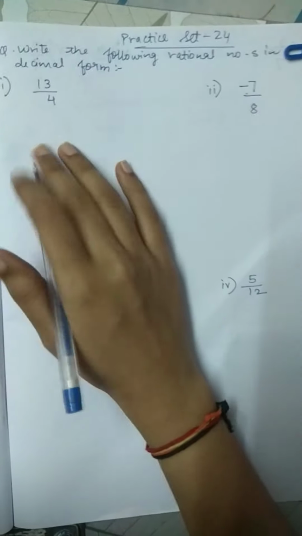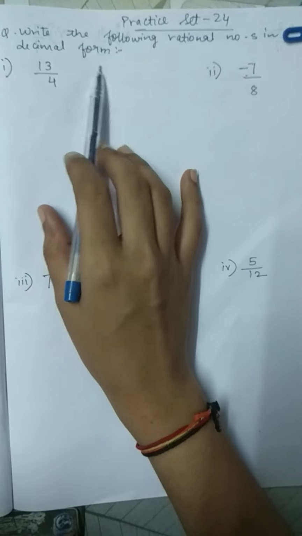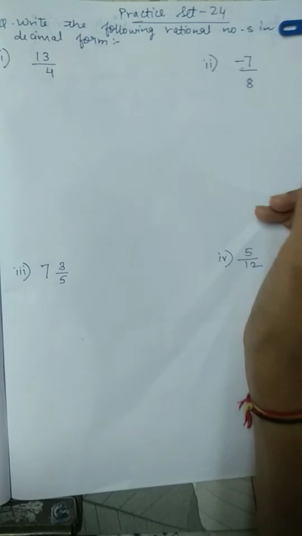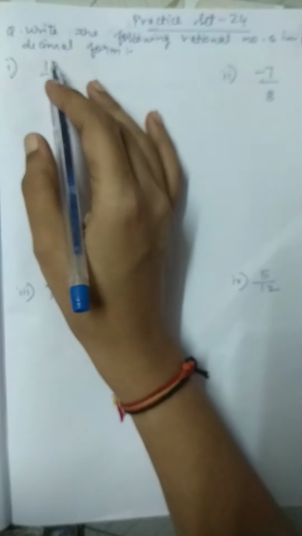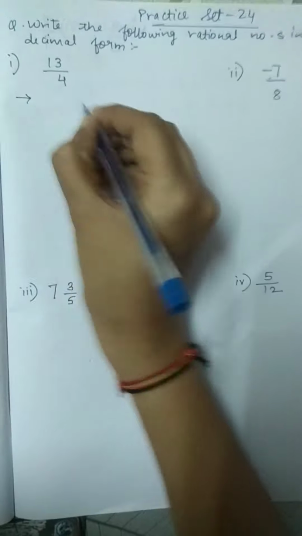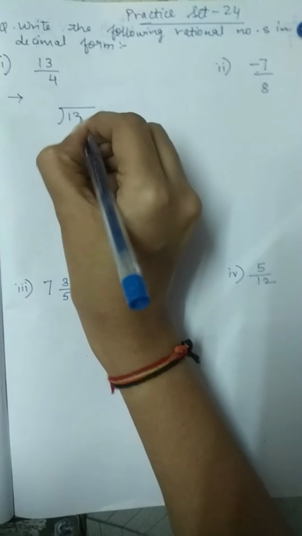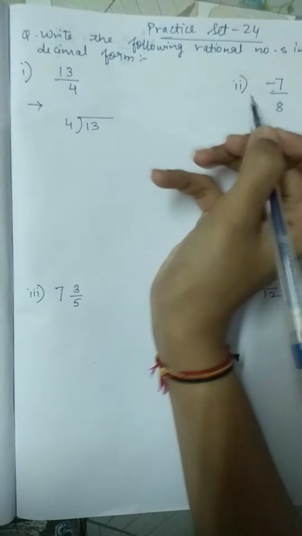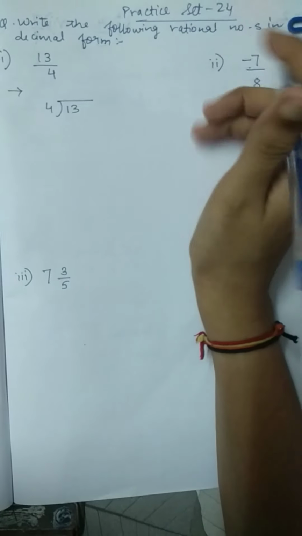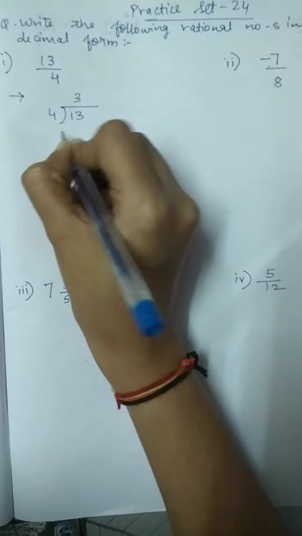Practice set 24. Write the following rational numbers in decimal form. We have to write the following rational numbers in decimal form, so a simple division we have to carry out. Numerator is dividend, denominator is divisor. Simple division, we all know how to do division. So 4 3s are 12.